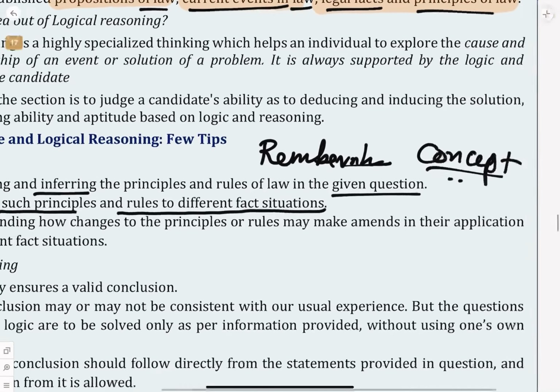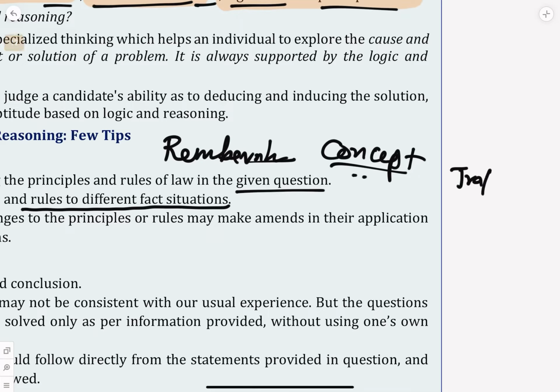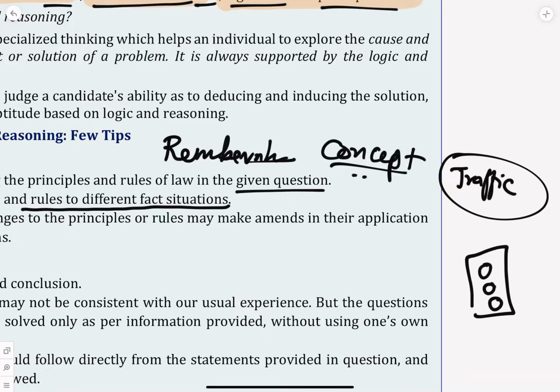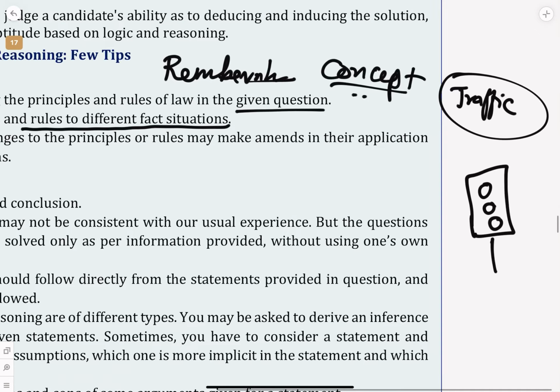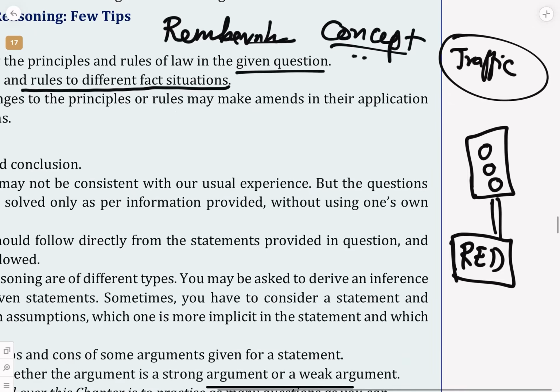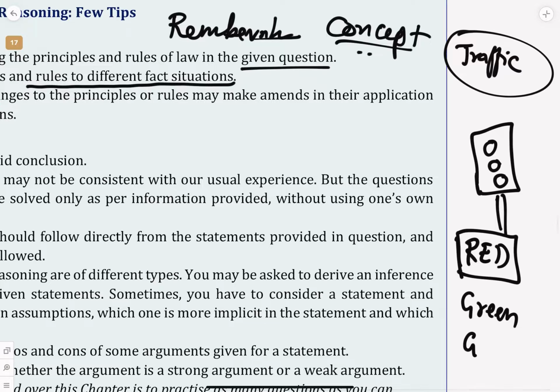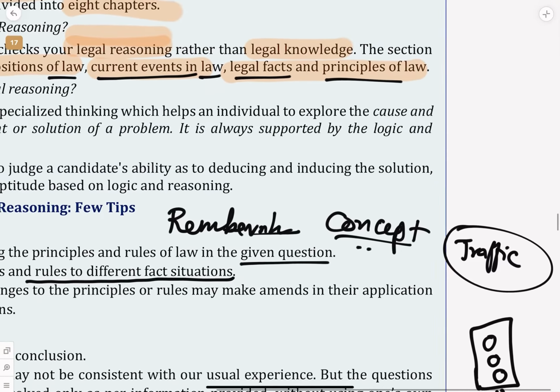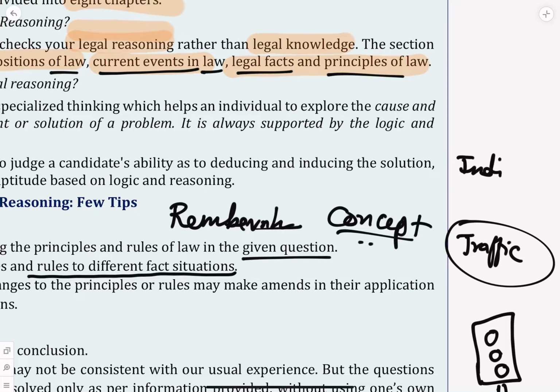Take a very simple example. You know the concept of traffic light, correct? That is also a law. We have 3 lights: green, orange and red. We know very well that on red you need to stop and on green you can go forward and proceed. This principle applies in every state in India and almost the whole world. This is a common principle.